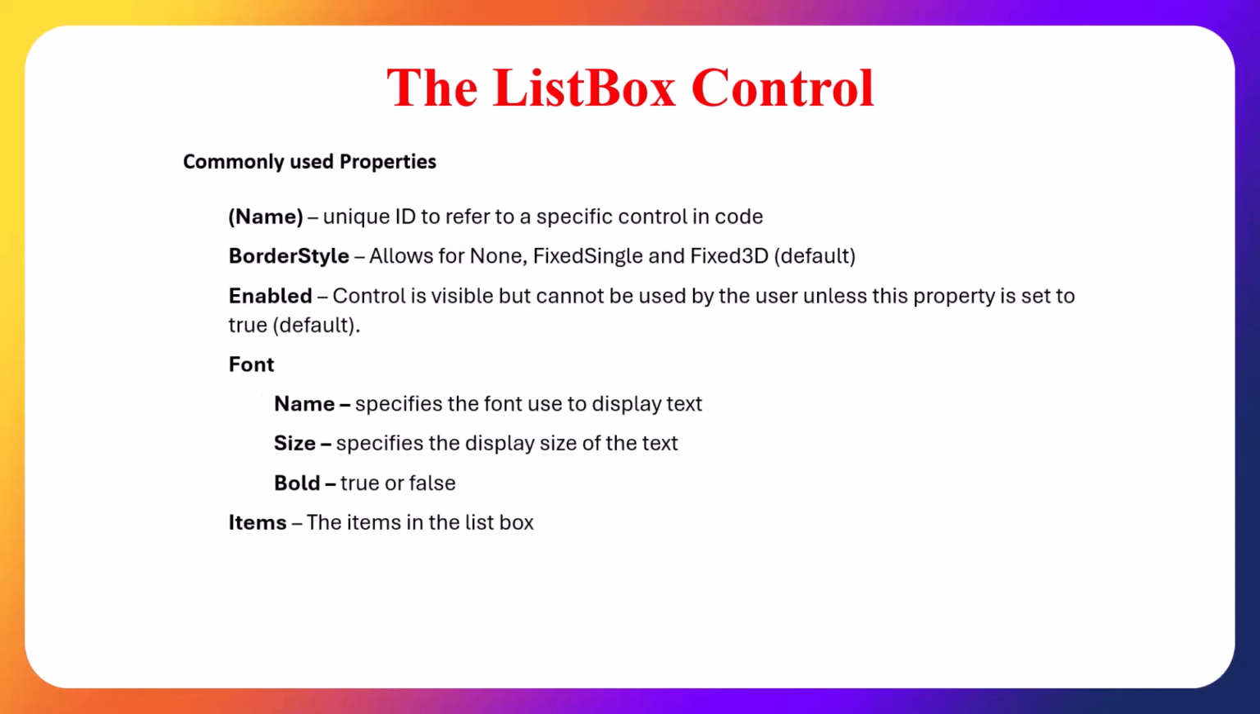Some of those commonly used properties are: Name. It's a unique ID to refer to a specific control in code. The BorderStyle allows for None, FixedSingle, or Fixed3D. Fixed3D is the default. The Enabled property: the control is visible but cannot be used by the user unless this property is set to true, which is the default. There's a Font property where you can specify the name, size, and bold.